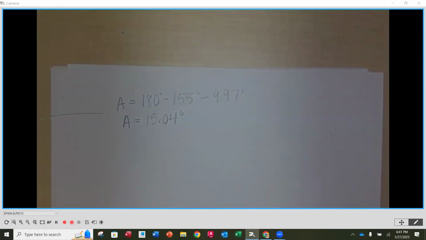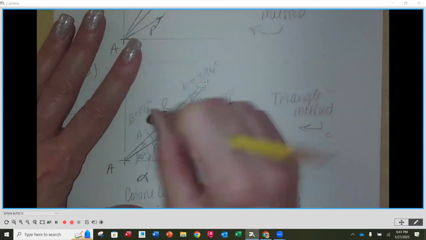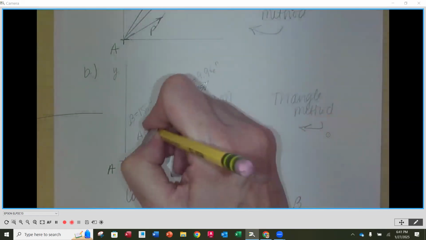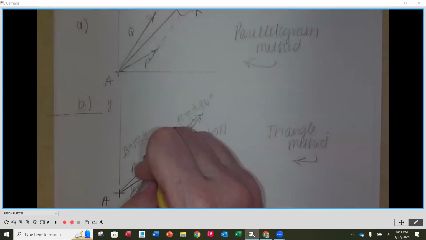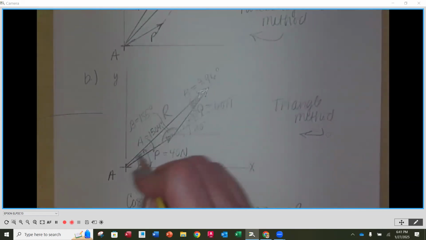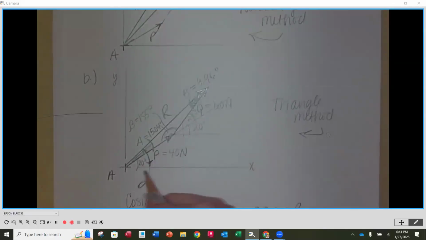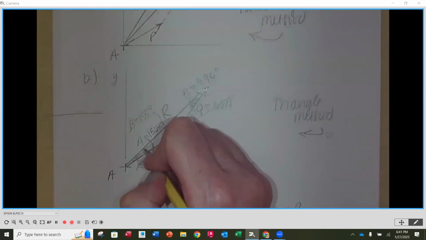Okay. Now, it's not our answer yet because that was our internal angle. Angle A. This is why we do pencil. This was 15.04. Okay. So that's this angle right here. I need from the x-axis to my resultant.